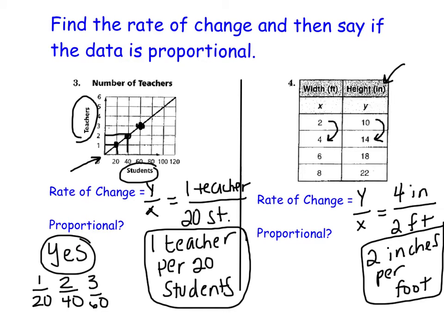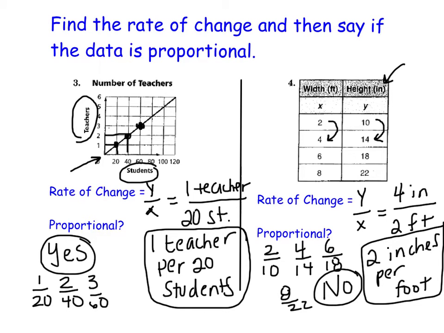Now, is the data proportional? In order to do that, remember we look at each row as a fraction. 2/10, 4/14, 6/18, and 8/22. Are these all equal to each other? Well, 2/10 equals 1/5, and 4/14, if I divide them both by 2, I get 2/7. 1/5 and 2/7 do not equal each other, so that means I would say no, this is not proportional.